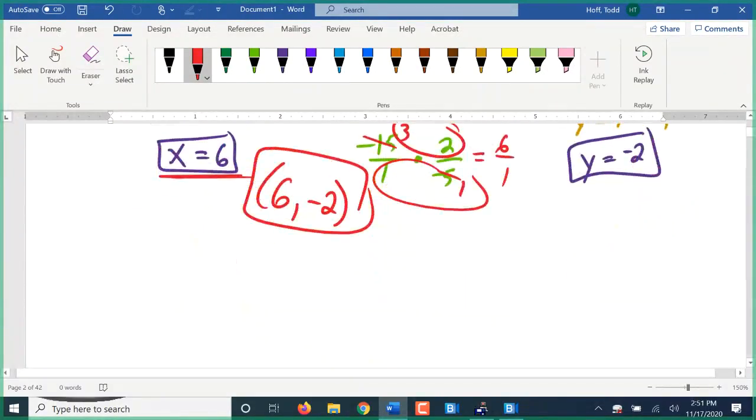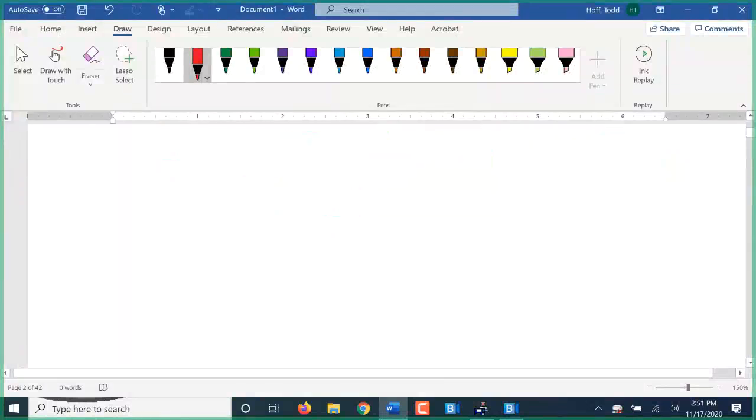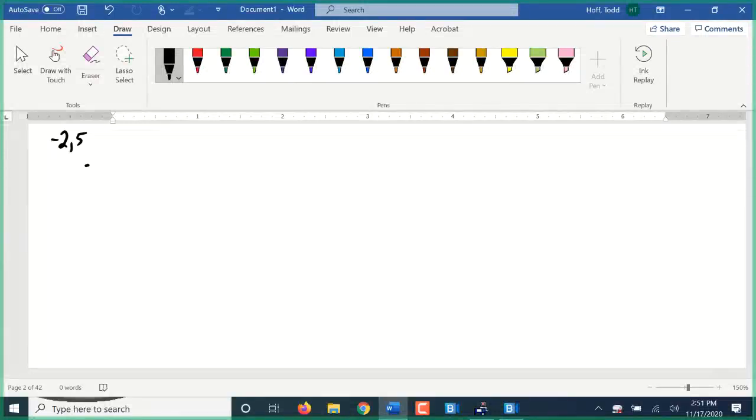So let's look at a system that we have not previously solved. Let's go 3x plus 2y equals 4, and 2x minus y equals a negative 9.